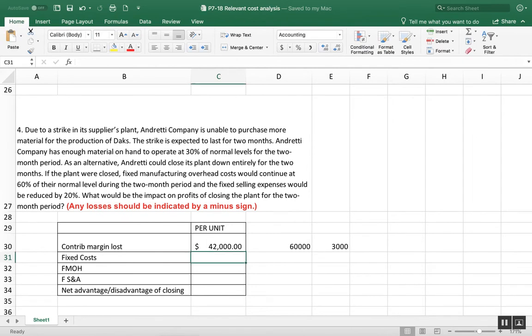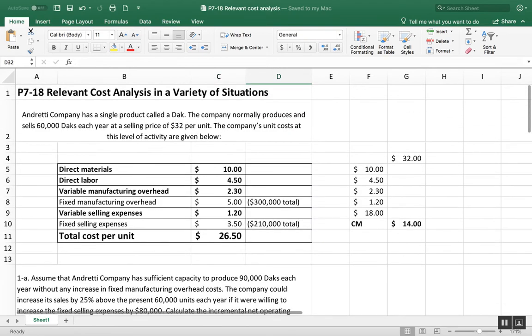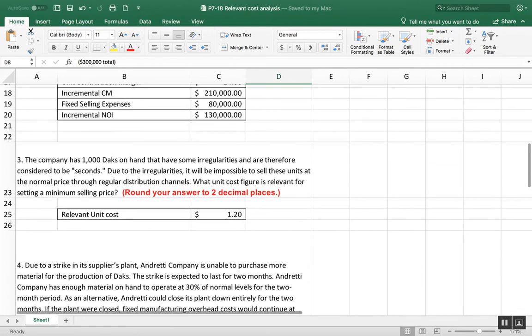Okay, so we know that's what we're going to give up. In other words, we're not going to produce that. If we shut down, we're going to lose that contribution margin. But we are going to save some of our fixed manufacturing overhead. How much are we going to save? Do you happen to remember that back up over here, my total fixed manufacturing is $300,000.